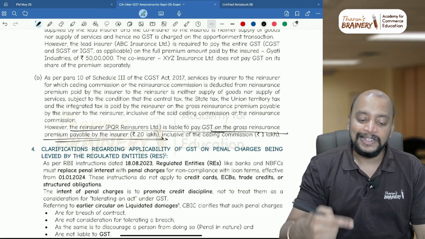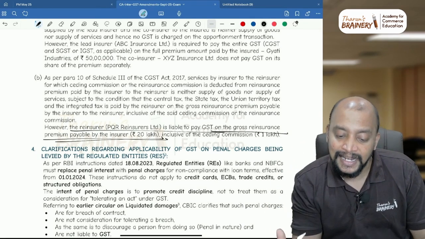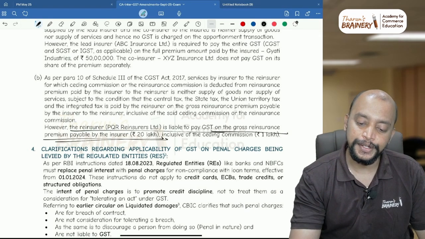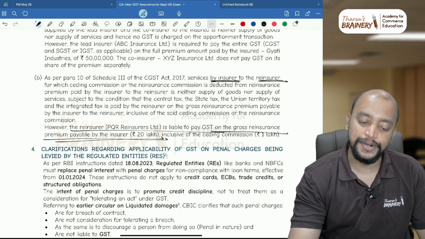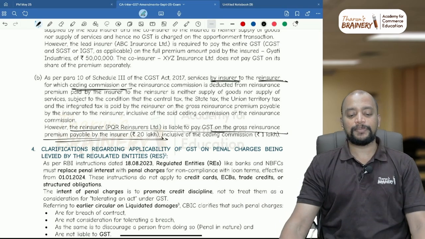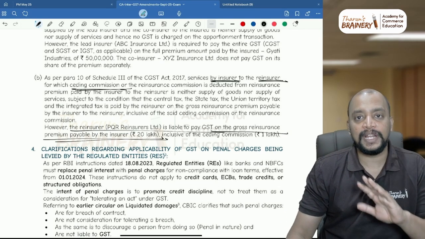Then in that case, that 1 lakh which is earned by the insurer is excluded from supply. Got it? So, services by insurer to reinsurer for which ceding commission is received is excluded from supply. That is about this particular amendment.